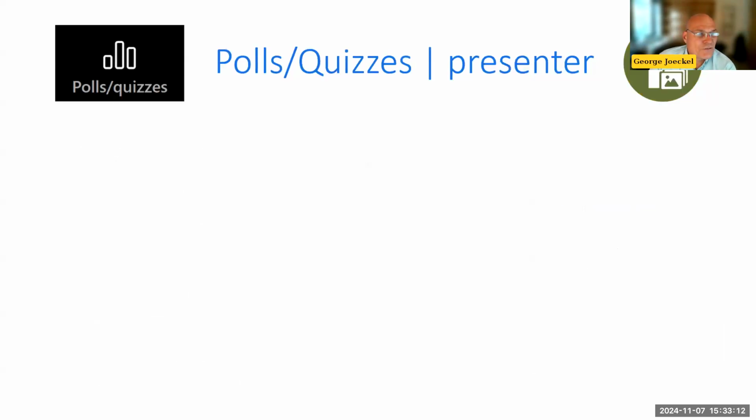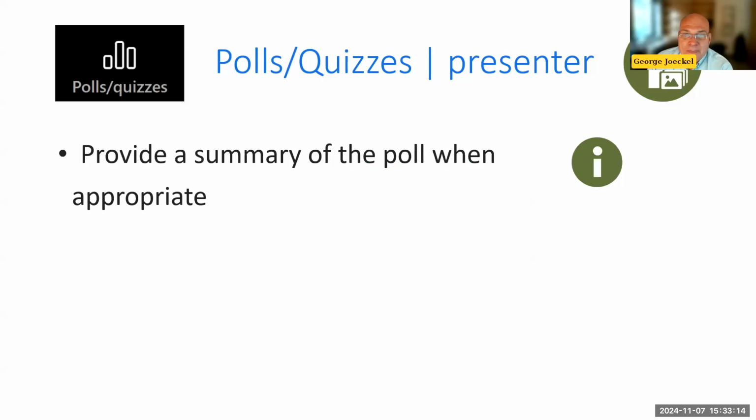Now, from a presenter's point of view, you're going to want to provide a summary of the poll when appropriate. So this is when the poll first opens. Not necessarily reading every question or even summarizing every question, but if there's a number of questions, you might want to let them know there are 5 questions in this poll. You might want to let them know that there are different types of questions, if that's the case, or if it's just one type, let them know what that type is.